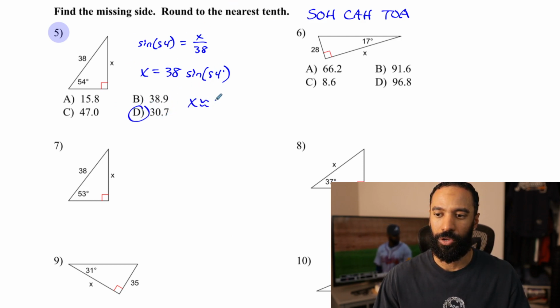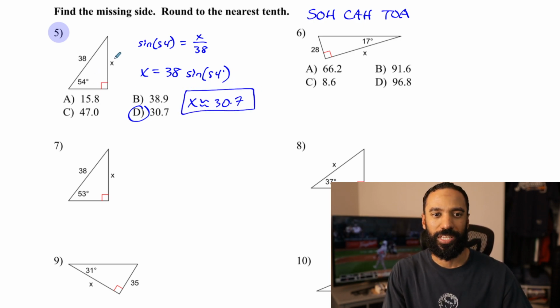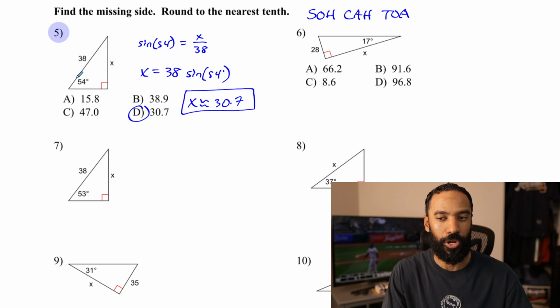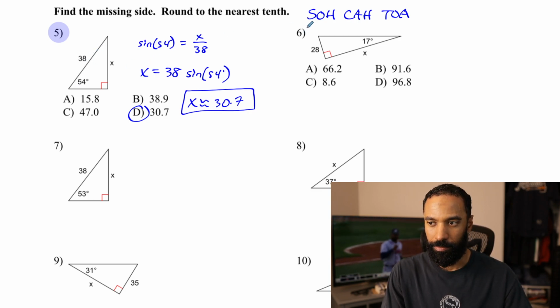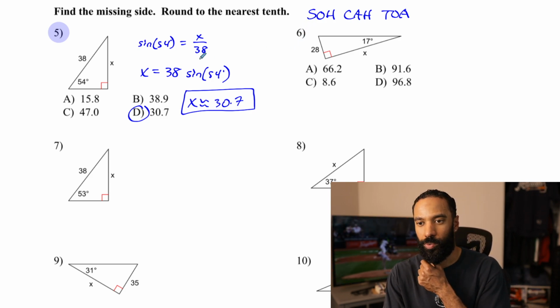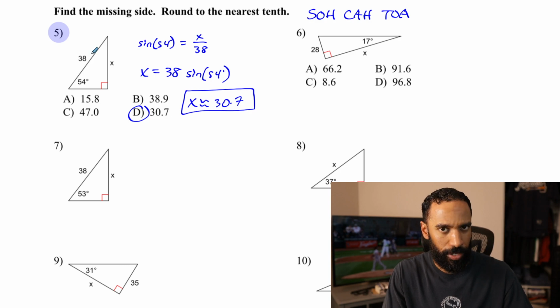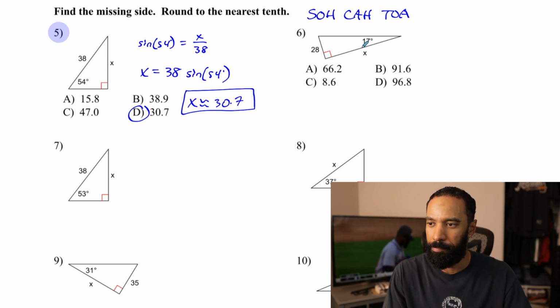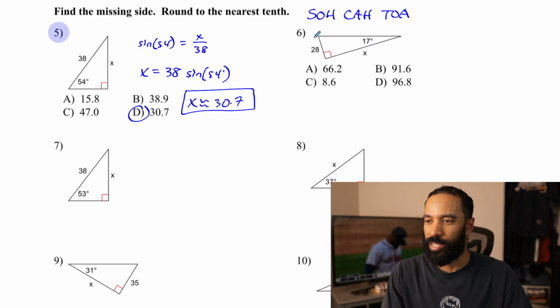X is about 30.7. Now, I've mentioned this kind of stuff before. Does the answer make sense? As long as it's less than 38, it's going to make enough sense for me to qualify it. I could be wrong in other instances, but when you're answering these, just make sure you know it shouldn't be more than 38.